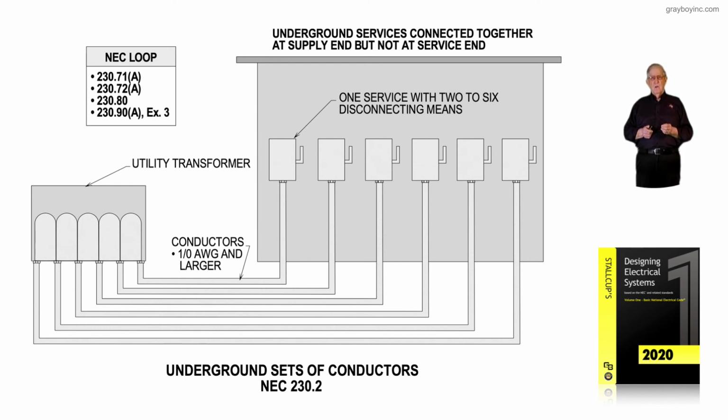end. So we're looking at the supply end and the service end, and then what's required. Now notice back at the transformer, they're connected together, but they are independently connected to disconnects at the facility. So all this information is found in this Figure 6-7 by reviewing NEC 230.2 to get the permissive rule, and then reviewing the information in the NEC loop.